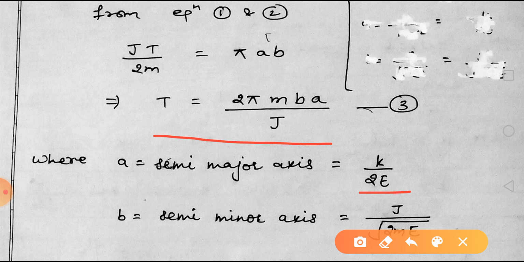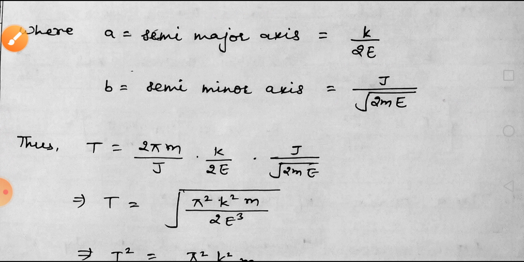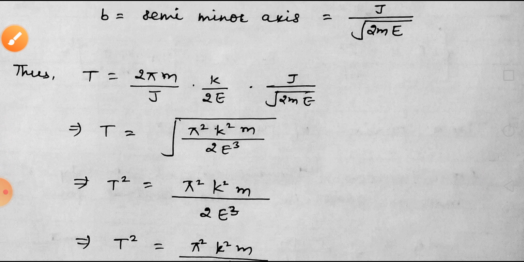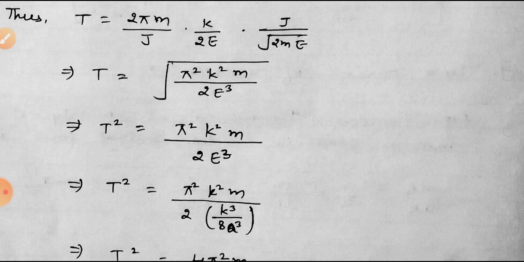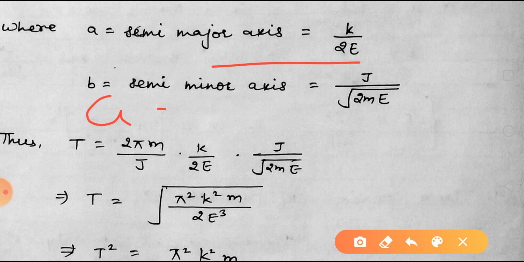Put the value of a and b, then we get T is equal to, and here we take the positive sign because time period is never negative. So here we take the positive sign, put the values and calculate, then we get T square is equal to pi square k square m upon 2E cube, and from here a is equal to k upon 2E.